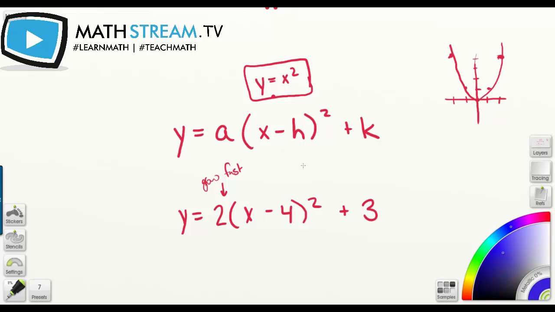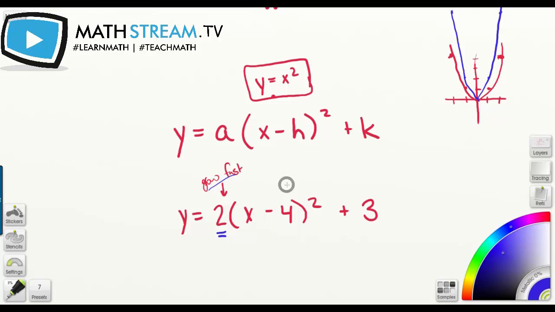If it's growing twice as fast, then instead of going to (1, 1), it'll go to (1, 2). And instead of going to (2, 4), it'll go to (2, 8). So every point gets doubled. When we do that, that's what makes this parabola look more narrow. There we go. So this 2 out front is going to make our parabola more narrow. It grows twice as fast.